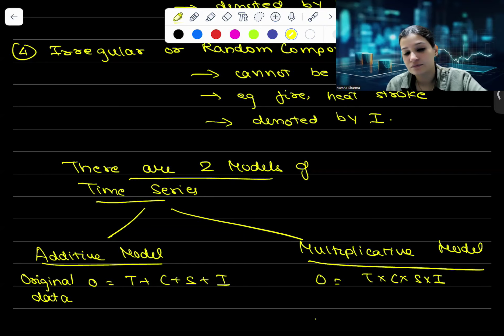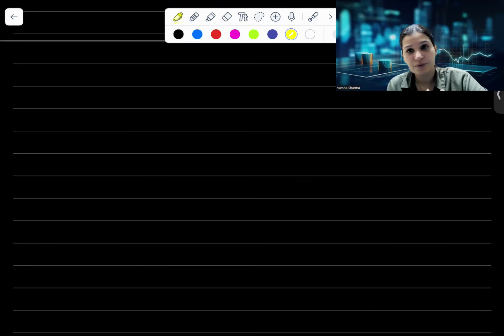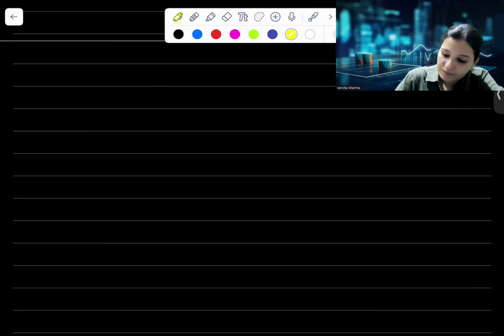Any doubts still here? No, ma'am. Now we'll move to the actual methods. There are two methods we'll be talking about. One, which is your first exercise, method of moving average, and your second is method of least squares. You usually get one question for around 4 or 5 marks, but sometimes in a 3 marker also you may get. So first is method of moving averages.